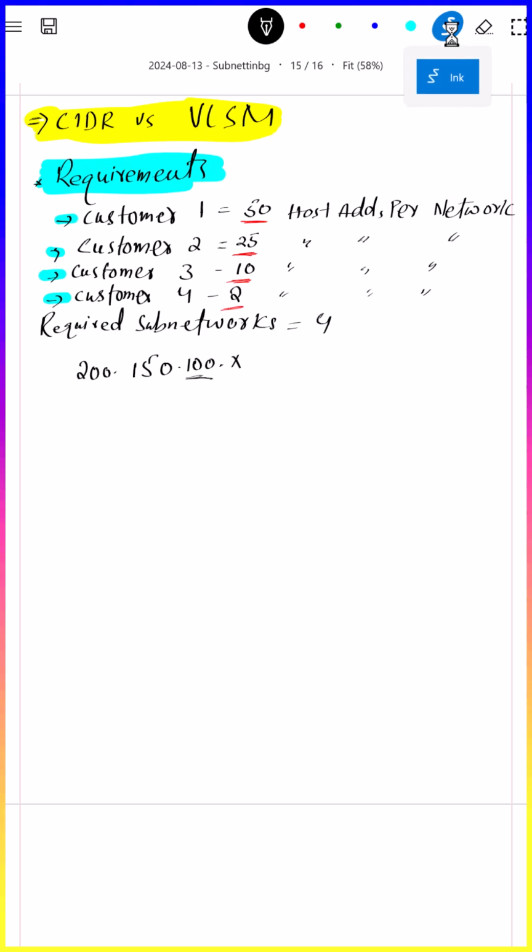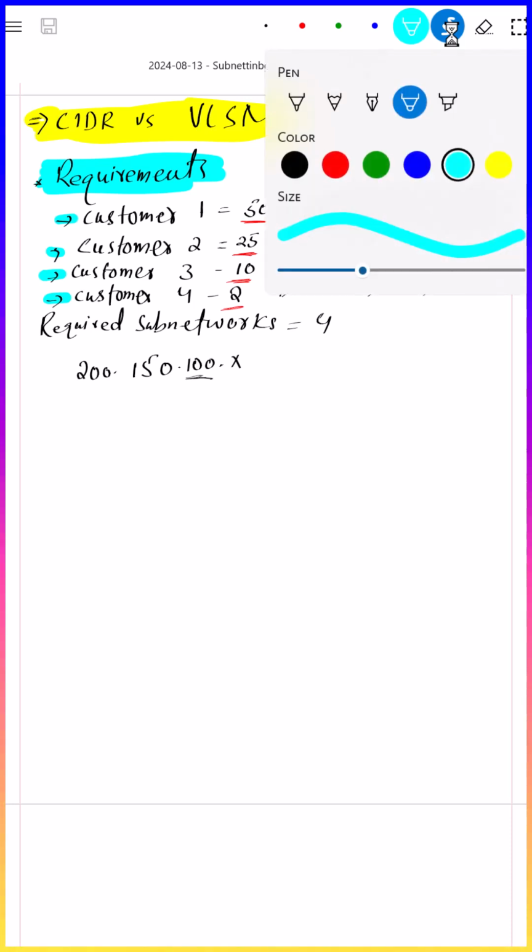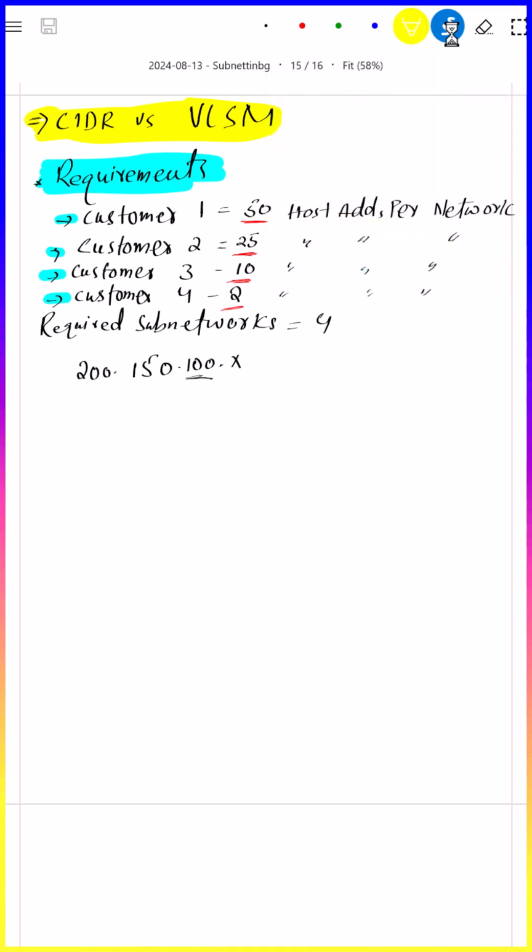And here is the required number of hosts per subnetwork. As you can see here, the required number of hosts per subnetwork for customer A is 50, for customer B is 25, for customer C is 10, and for customer D is 2. So 4 networks with 50, 25, 10, 2 hosts per subnetwork. So I require to do subnetting. I require to subnet this. Okay, so how can we do this?